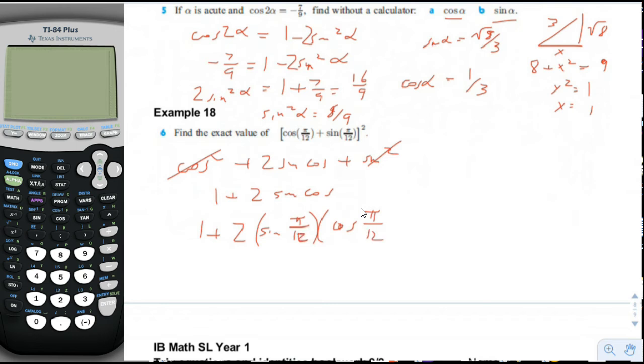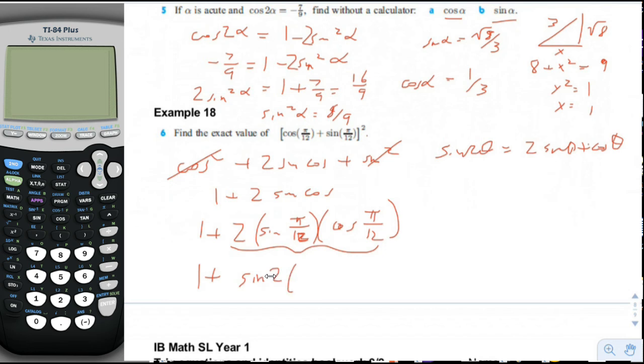Okay? And then remember that the sine of 2 theta is equal to 2 sine of theta times cosine of theta. So look, you have 2 sine of theta times cosine of theta here. So you could put this as 1 plus the sine of 2 times pi over 12. And guess what? You know the sine of pi over 6. This is pi over 6. The sine of pi over 6 is the sine of 30 degrees, which is a half. So 1 plus a half equals 1.5.